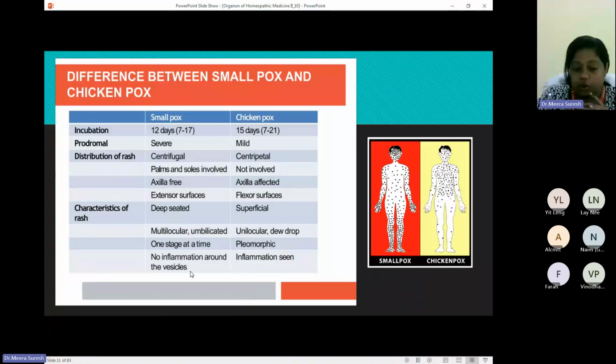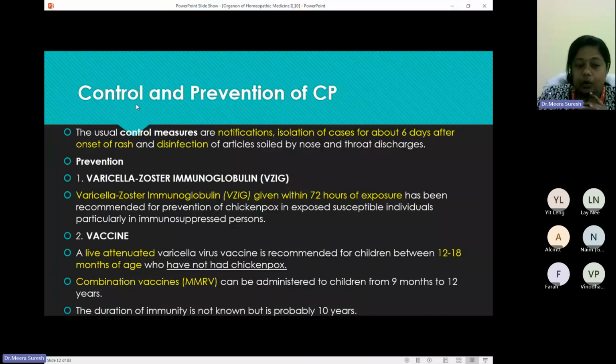There is no inflammation around the vesicles in smallpox, but in chickenpox, there will be inflammatory signs seen around the vesicles. Now, how about the control and prevention? The usual control measures are notifications. Especially, we are supposed to notify certain diseases. It varies from country to country, but most countries would have chickenpox notified because it is rapidly transmissible.